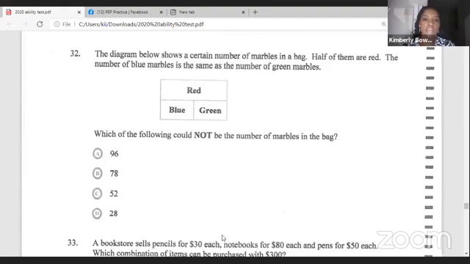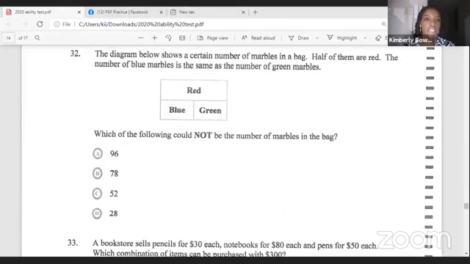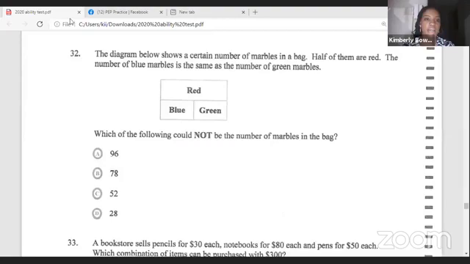So 92 divided by 2, 46. When we divide 46 by 2, we get 23. Hmm, 96 divided by 2 is 48. When we divide 48 by 2, we get 24. So we have 96 off the radar. 78 divided by 2, 39. I think that's the answer. That could not be the number of marbles, because when you divide 39 by 2, you do not get two whole numbers. Let's check 52. 52 divided by 2, 26. 26 divided by 2, 13. 28 divided by 2, 14. 14 divided by 2, 7. So the answer is 78. Let me see the answers in the chat.